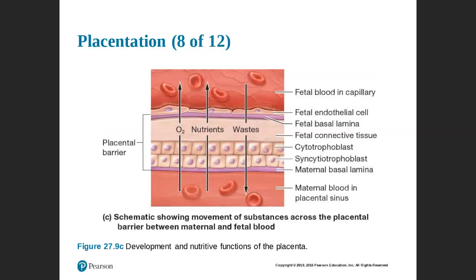So here's the schematic drawing showing the movement of substances across the placental barrier. As you can see, oxygen and nutrients are freely diffusible from the maternal blood in the placental sinus across the basal lamina, okay, and into the fetal blood in the capillary. Here's the cytotrophoblast here, and here's the syncytiotrophoblast here, okay? So these make up part of that placental barrier. Here's the fetal endothelial cell and the fetal basal lamina. And here's the maternal basal lamina and her blood capillary over here.